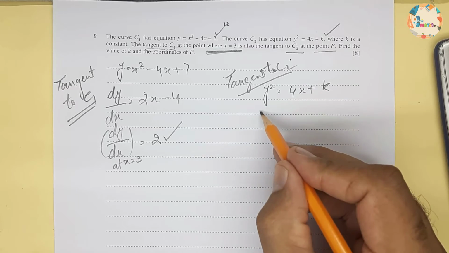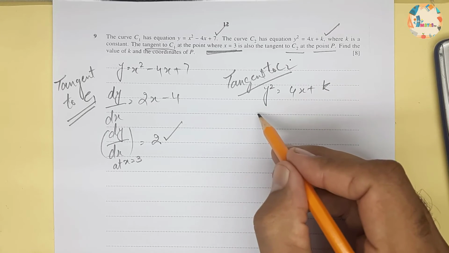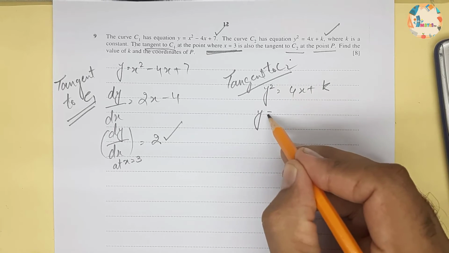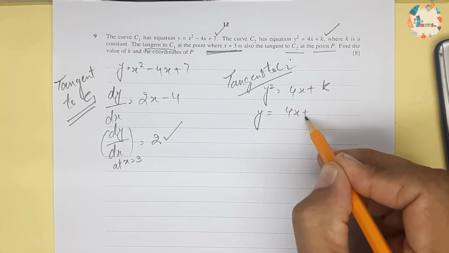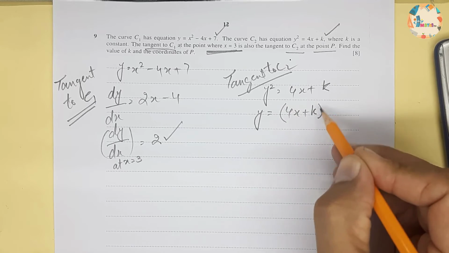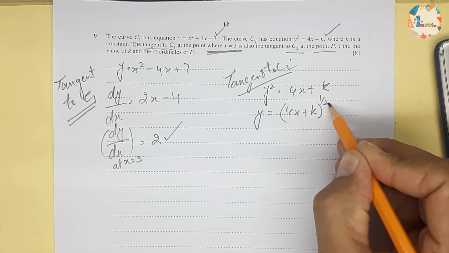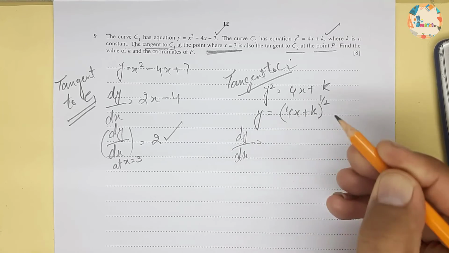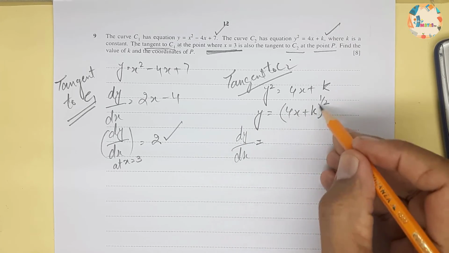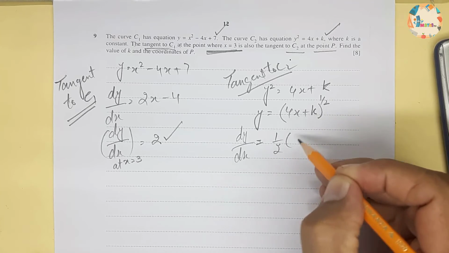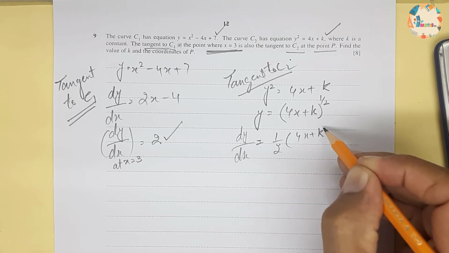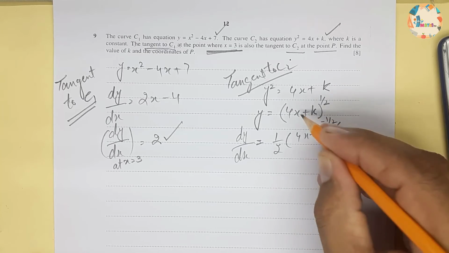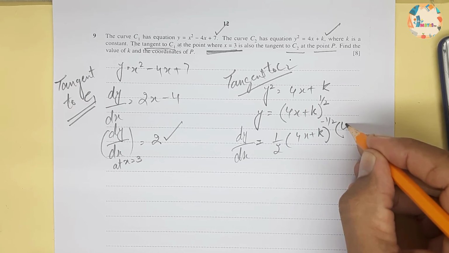It means we can take the square root on both sides. So, to cancel this square, y is equal to (4x + k) raised to the power 1/2. And now we can take the derivative of this. dy/dx is equal to 1/2 into (4x + k) raised to 1/2 minus 1, which will be minus 1/2, into the derivative of this one, which is 4.